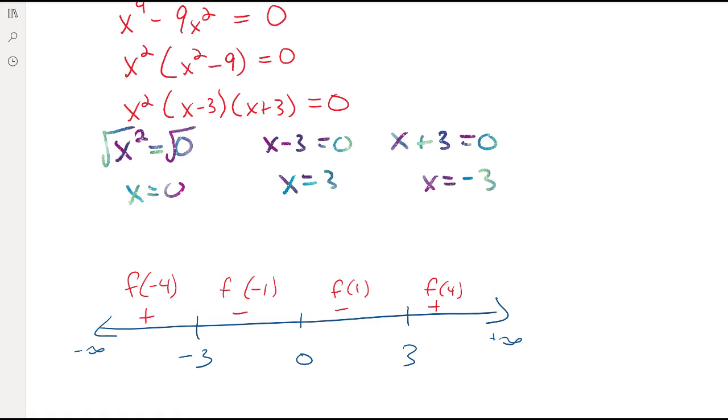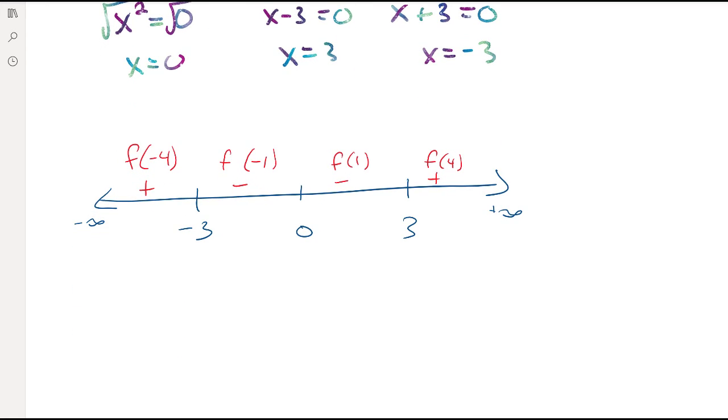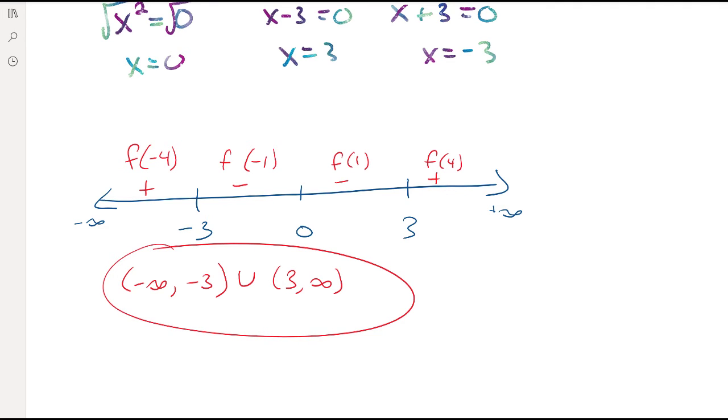these zeros. Okay? So our final answer is going to be, well, this function is positive from negative infinity up to negative 3, not including it, union with, where else are we positive? We're positive from 3 to positive infinity. That's our answer.